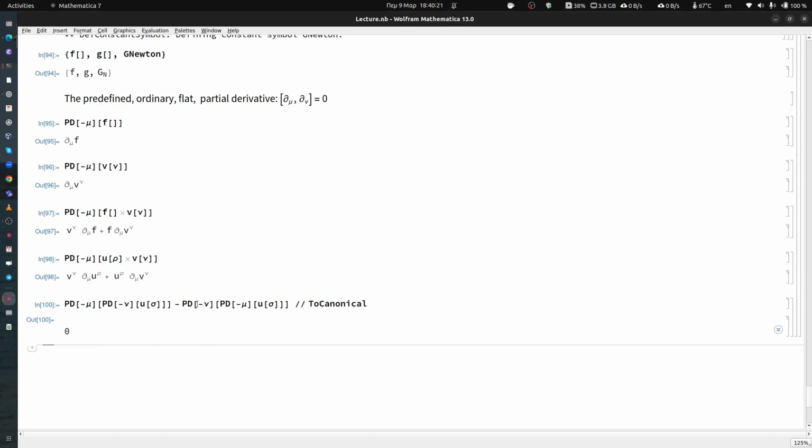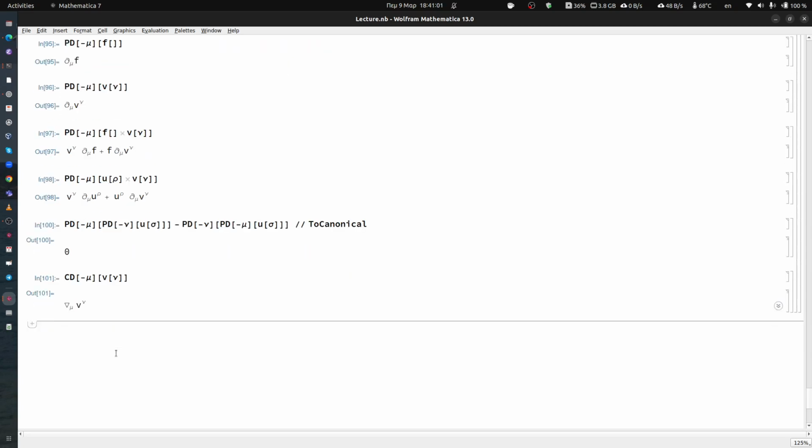So now let's look at the covariant derivative associated with the metric. This is an example here. The syntax is the same as with the partial derivative, except that we use the name of the covariant derivative, which in our case is CD. This is the index of the covariant derivative, and this is the expression that will be differentiated. So that gives you, again, d mu d nu.